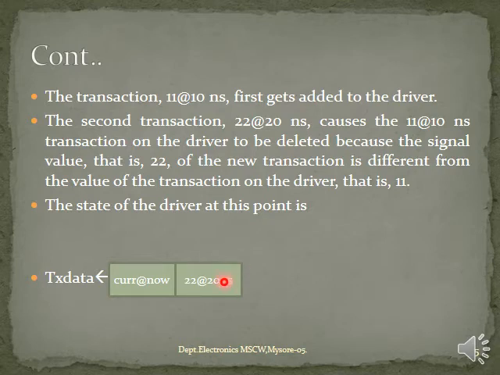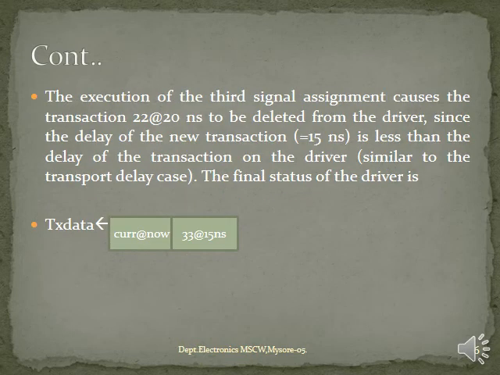This is a different value: instead of 11 it is 22. The new transaction is different from the value of the transaction on the driver, that is 11. This is the status of our program at the end of the second transaction, that is after the execution of the second statement. Let us see what happens after the execution of the third statement.